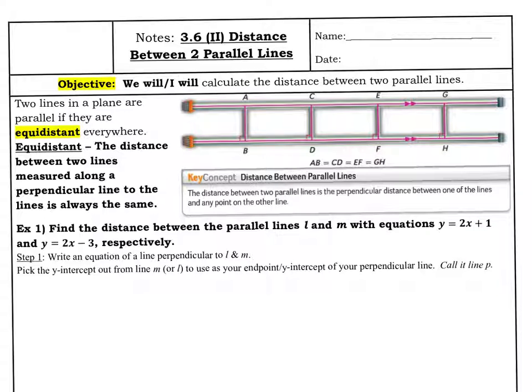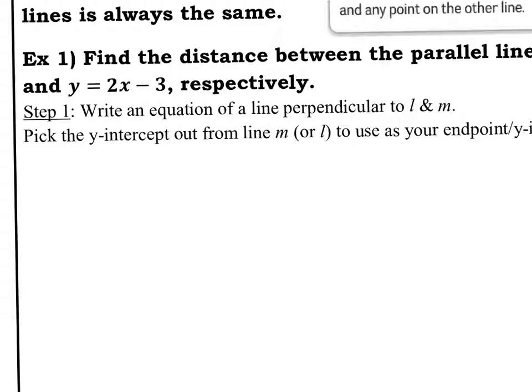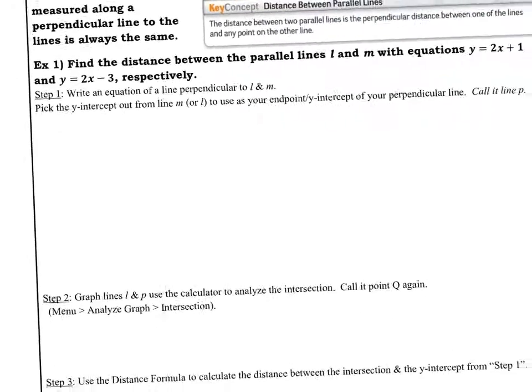Well, you're going to have two equations, and they're going to be parallel lines. So they have the same slope, so 2 and 2. And so we're going to create an equation that runs perpendicular to these two lines and then calculate the distance between those lines. So right here in step 1, I say write an equation of a line perpendicular to L and M. And so this is like a sub-step.